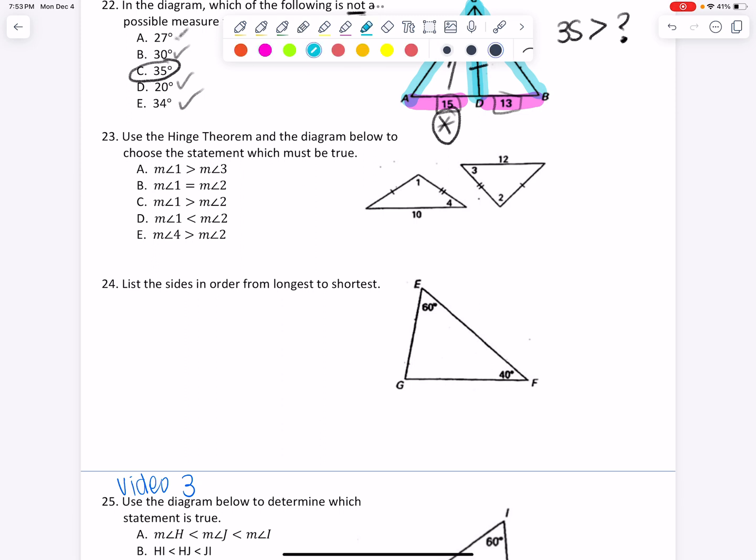It's kind of confusing. All right, I've got some more hinge theorem going on here. So angle 1 and angle 2, we're making comparisons about them. This one opens to 10, while this one opens to 12. So I know that this one is the winner as far as which side is greater. So that means that the measure of angle 2 would have to be greater than the measure of angle 1. So which answer choice says that? That would be D.